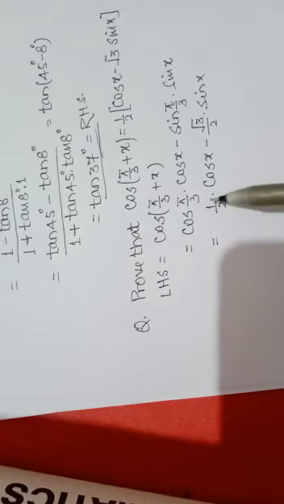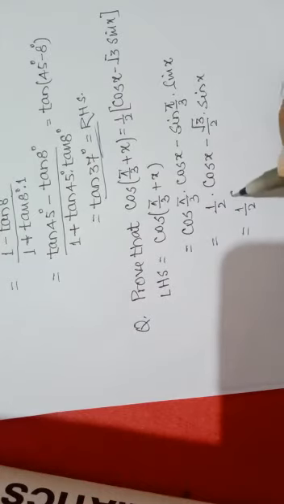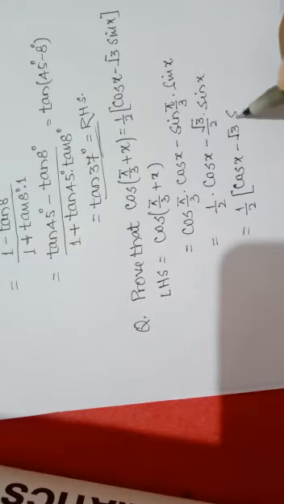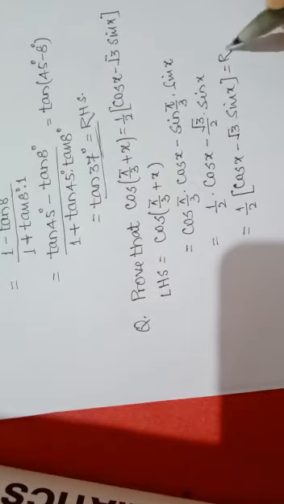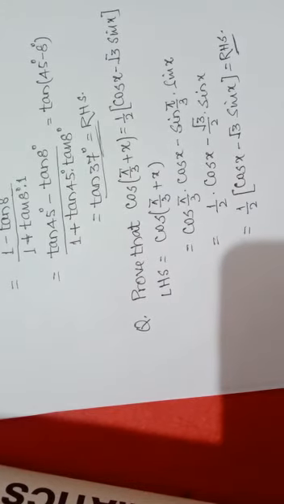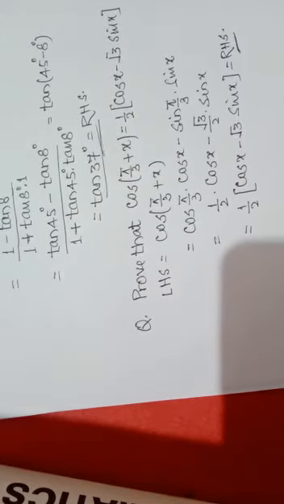Now 1 by 2 we should take as common. So this should be equal to 1 by 2 cos x. Here 1 by 2, the 2 comes outside the bracket. So how much is left? Root 3 sin x. This is your RHS. So in such a way we prove the problems. Now see the next question.